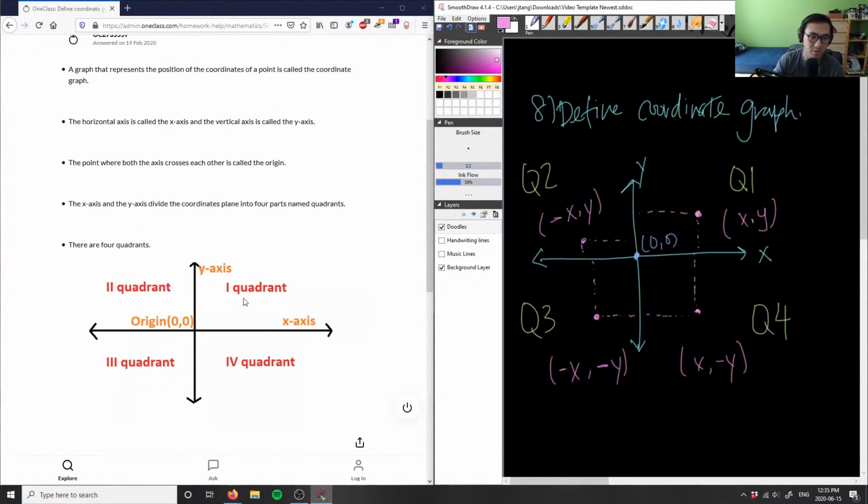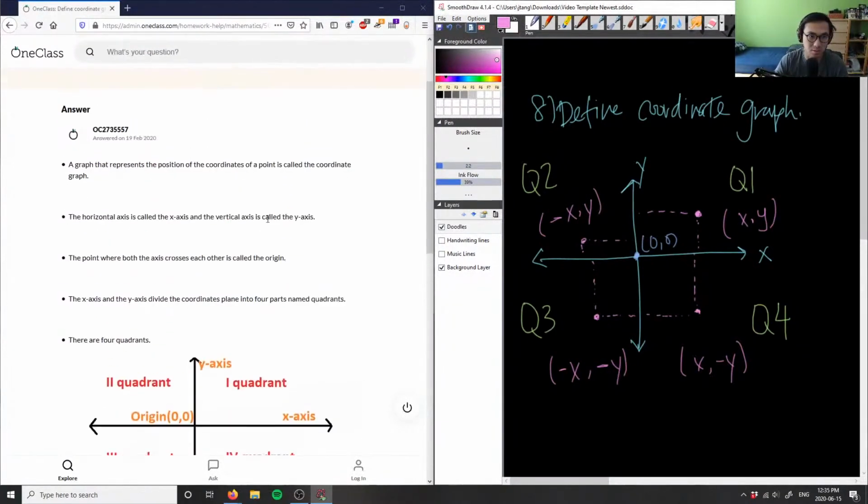So again, this solution here is correct. As you can see, 4 quadrants, so 1, 2, 3, 4, y-axis and x-axis, and the origin here is 0, 0. I went a little bit more in depth, and I told you the signs, if it's plus or minus for each of those quadrants. But this solution is also correct as well.